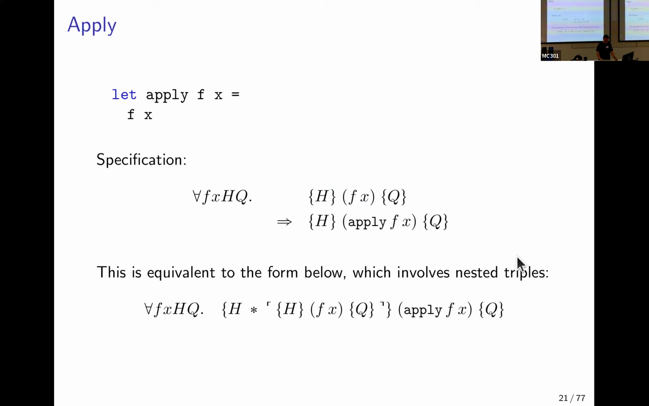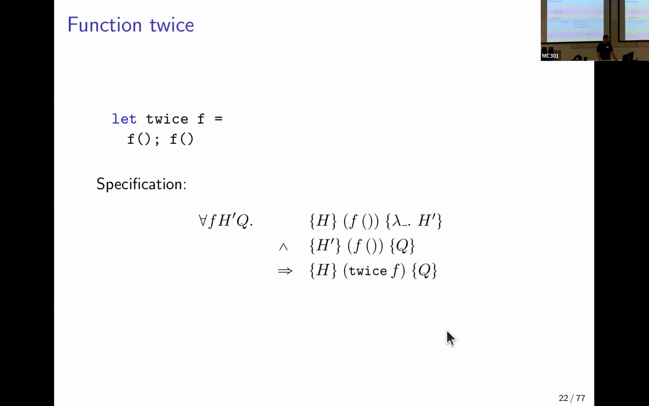You could also write it like this, moving the triple inside the precondition. Twice: at least this one talks about the heap a little bit. You apply a function twice. So you could write it like this. It's again basically kind of unfolding.